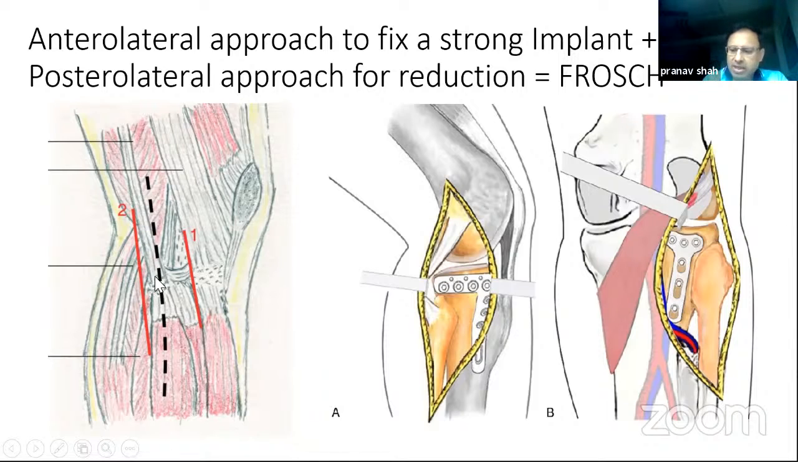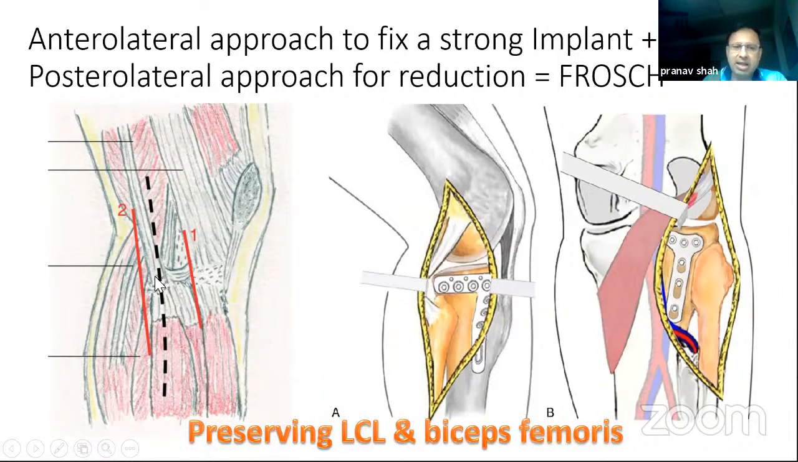The head of the fibula is the most important landmark. This approach was devised because previously a head of fibula osteotomy was done to expose the entire lateral condyle, and it was found to be very damaging, with a lot of problems with fibular head osteotomies, including peroneal nerve involvement. Preserving the lateral collateral ligament and biceps femoris attachment, we can approach the entire condyle with this Frosch approach.